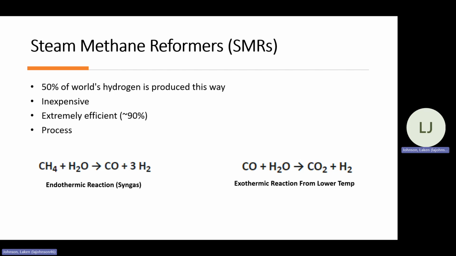And then when the methane and hot steam react together, it creates an endothermic reaction that produces a product called syngas, which is shown in the left equation. After the syngas has been generated, more hydrogen can be obtained by an exothermic reaction in the presence of a lower temperature, as shown in the right equation.